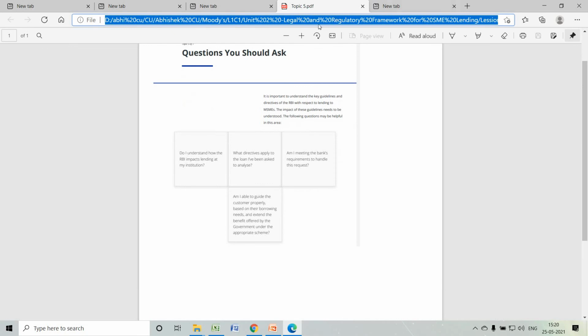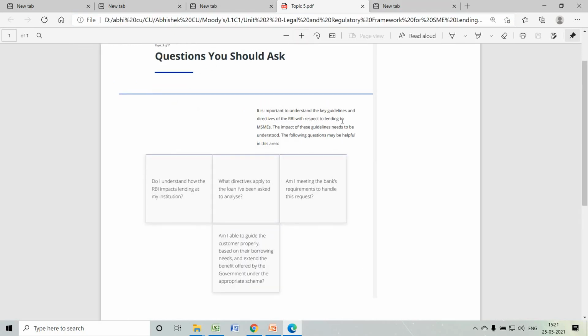Now topic 5. It is important to understand the key guidelines and directives of the RBI with respect to lending to MSMEs. The impact of these guidelines needs to be understood. The following questions may be helpful in this area. So you need to ask, do I understand how the RBI impacts lending at my institution? So what are the various government and RBI facilities which are helpful, and how RBI impacts lending institutions, mainly by setting priority sector guidelines and various directives.